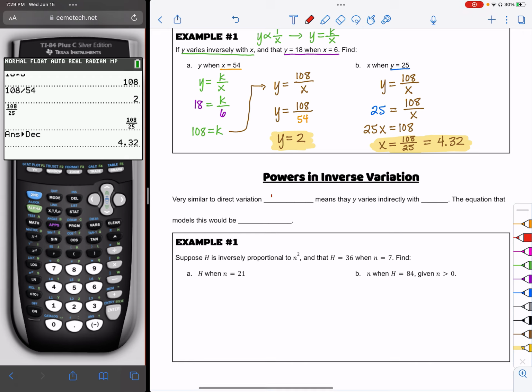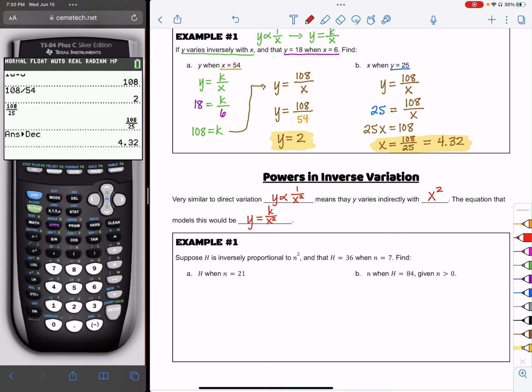If we say that y is directly proportional to the inverse of x squared, that is basically saying y varies inversely with x squared. We know that when we say vary inversely, we mean that it's directly proportional to the inverse, or the reciprocal. So the equation that will model this will end up being y is equal to k divided by x squared in this case. So what we will have to do is use that equation.